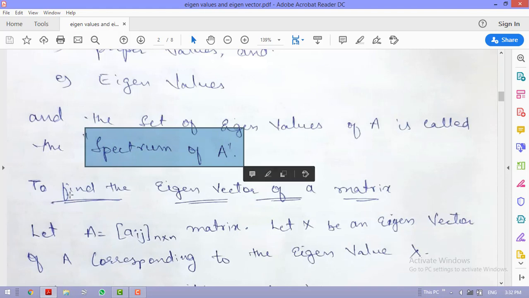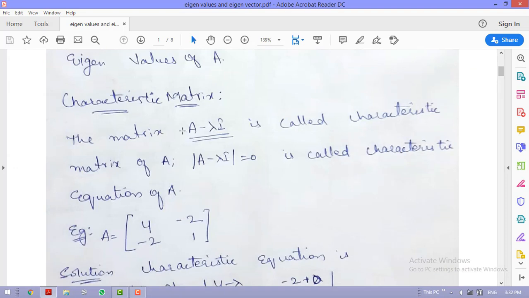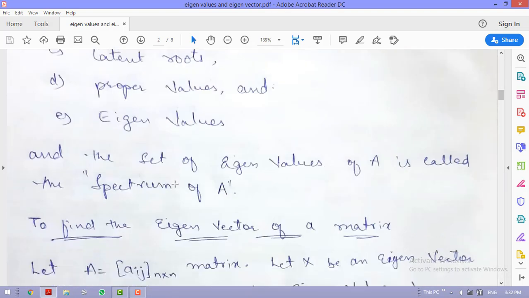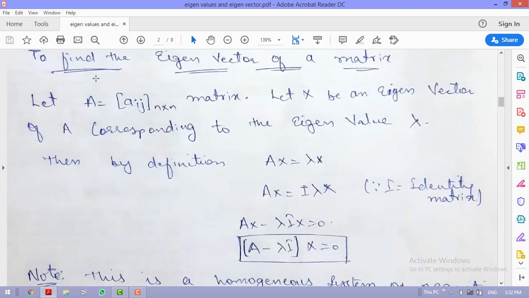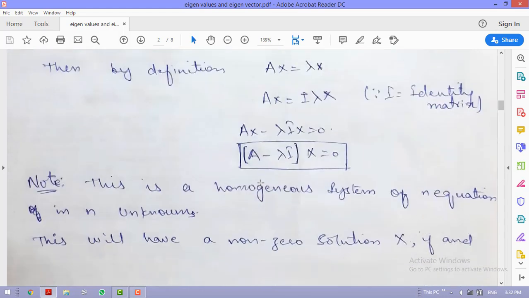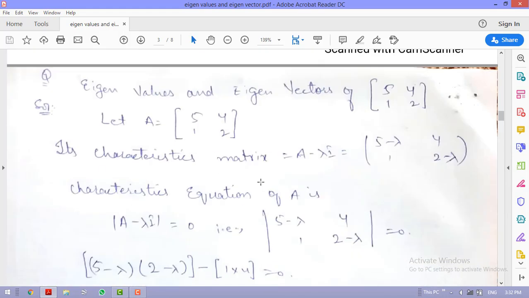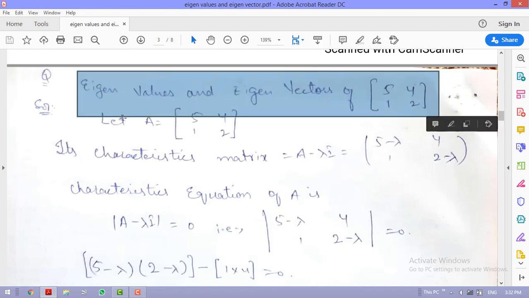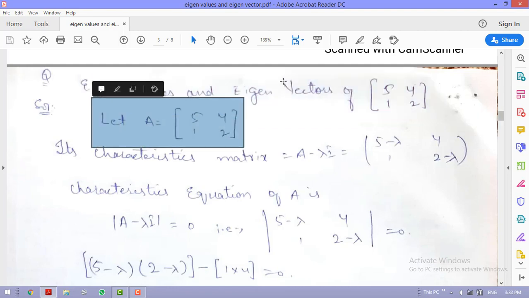Now we have seen this equation, A minus lambda I, which is used to find the eigenvector of a matrix. Let us quickly see another example in which we are going to find the eigenvalues and eigenvectors of a particular matrix at a time. Let us consider the matrix A = [5 4; 1 2], and the characteristic matrix A minus lambda I is [5 - lambda, 4; 1, 2 - lambda].